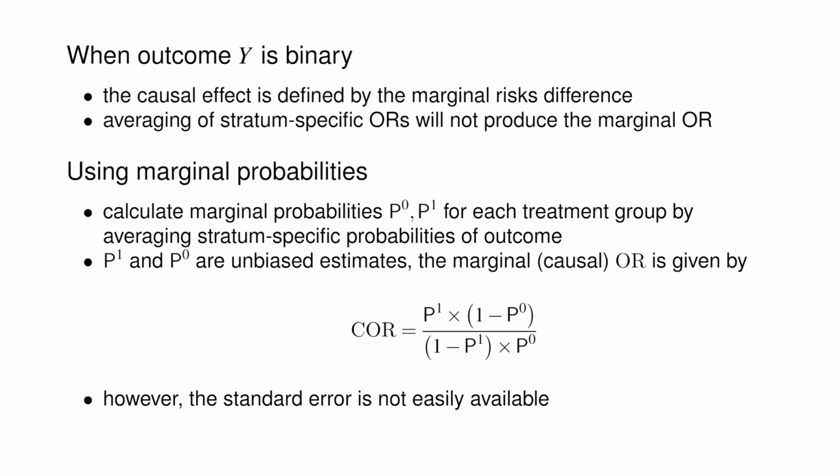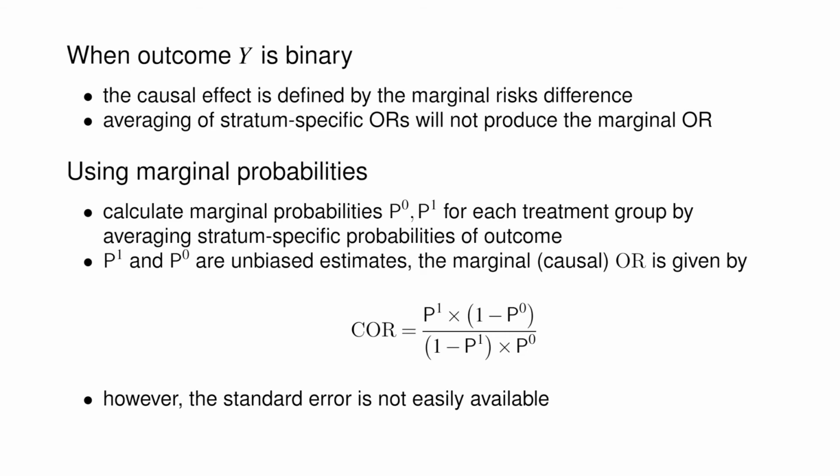First, we calculate marginal probabilities for each treatment group. They are P1 and P0 here. And we compute them by averaging stratum-specific outcome probabilities. Then we enter their values into the odds ratio formula. Recall, it's a ratio of 2 odds.